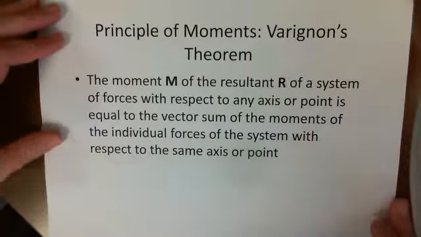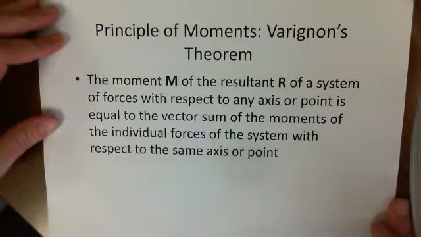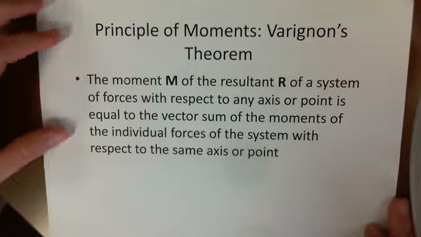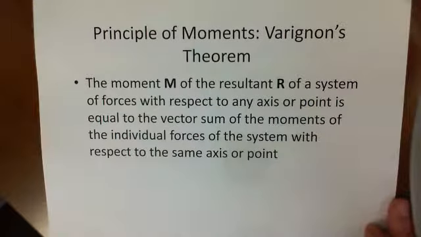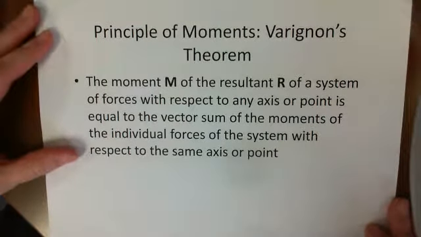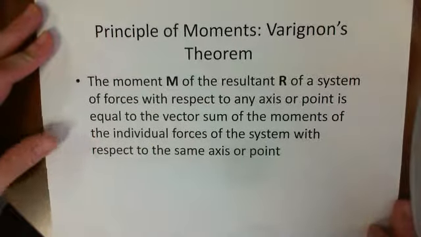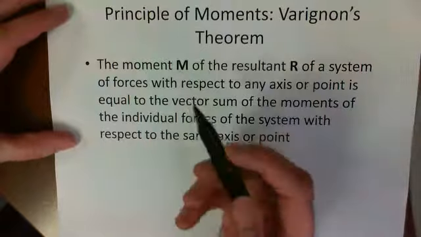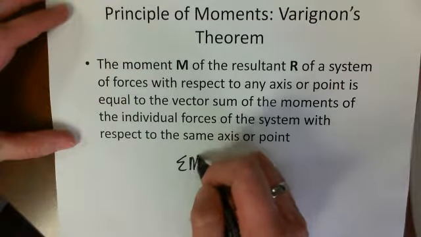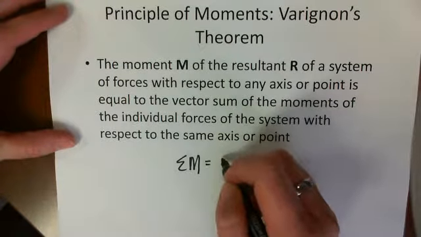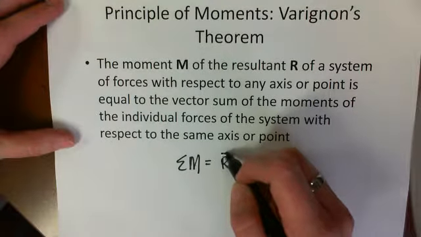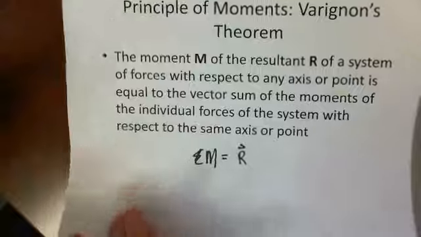The principle of moments, also known as Varignon's theorem, states that the moment M of the resultant R of a system of forces with respect to any axis or point is equal to the vector sum of the moments of the individual forces of the system with respect to the same axis or point. This just means that the sum of the moments is equal to your resultant moment.